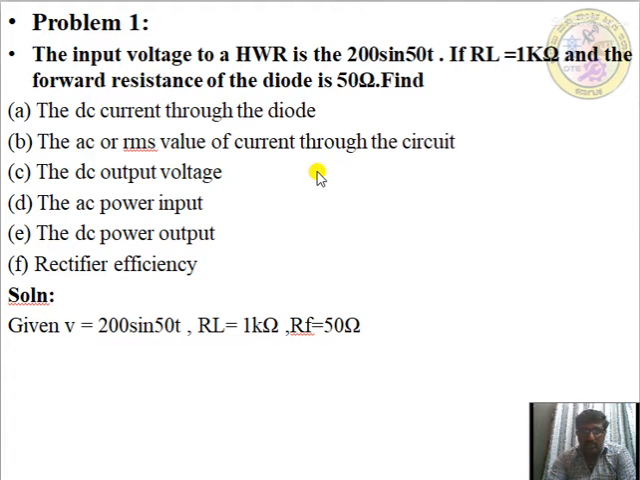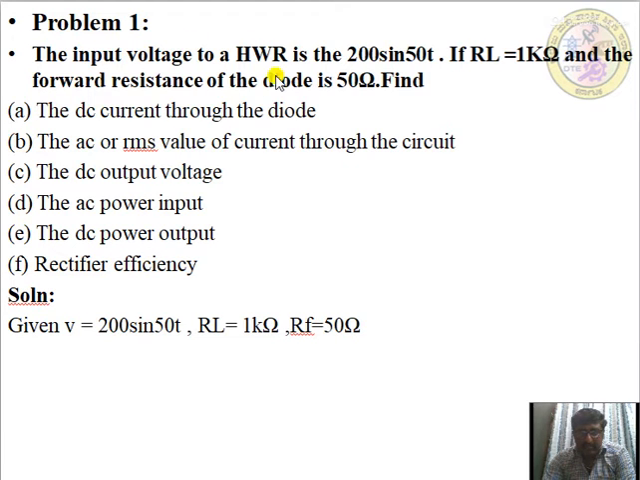Now we go through a problem based on the half wave rectifier. The statement given is: the input voltage to a half wave rectifier, HWR, is 200 sin 50t. If RL is 1 kilo ohm and the forward resistance of the diode is 50 ohm, find the DC current through the diode, the AC or RMS value of current through the circuit, the DC output voltage, the AC power input, the DC power output, and the rectifier efficiency. So we should find these, A to F.